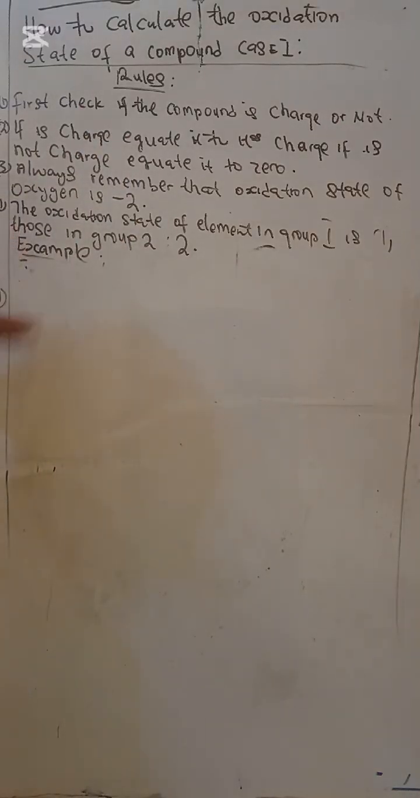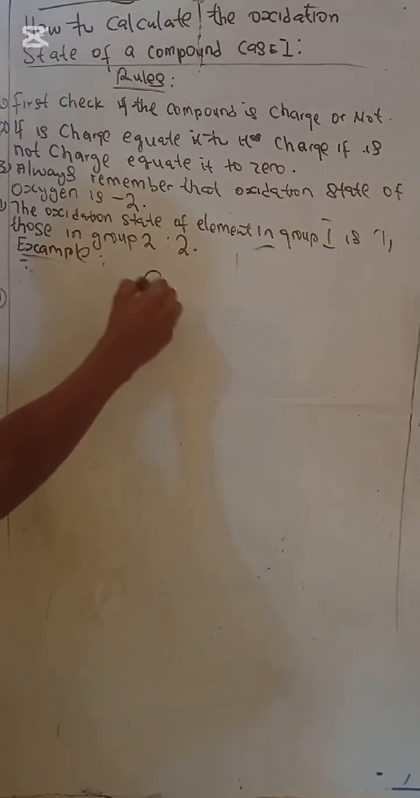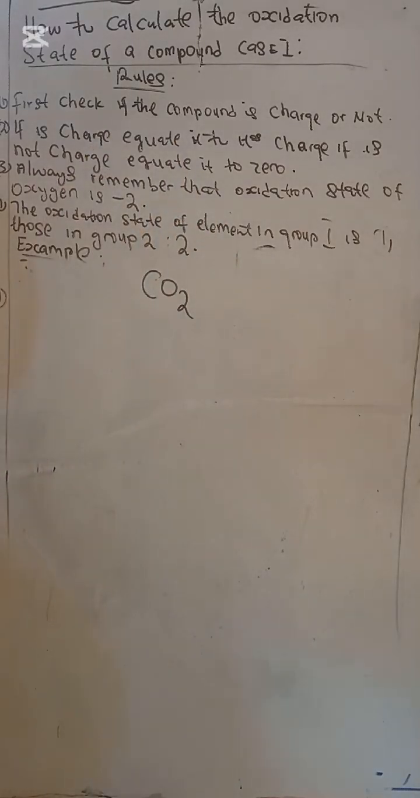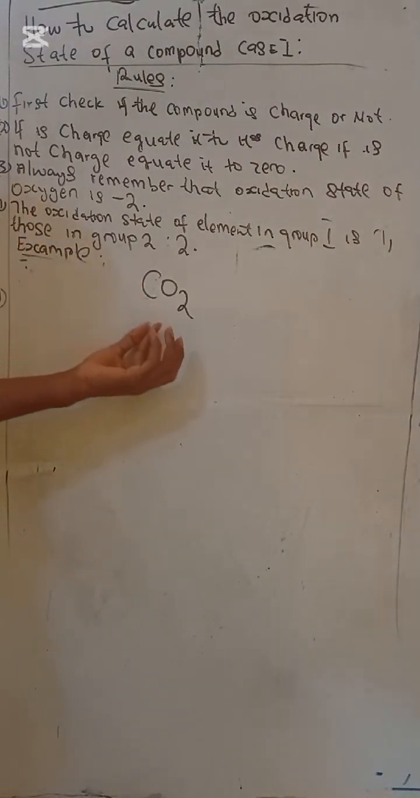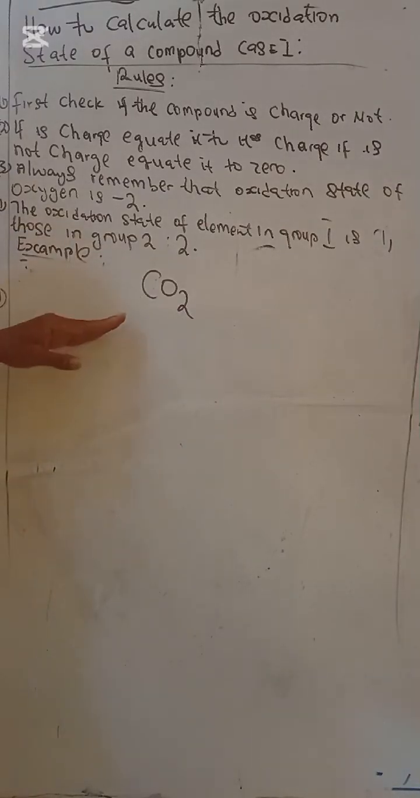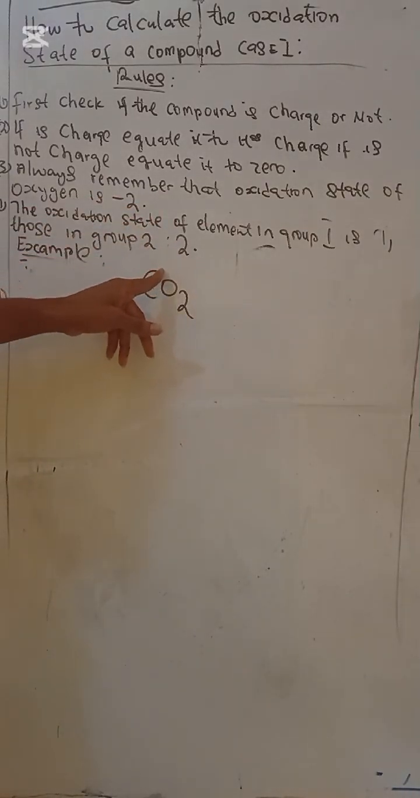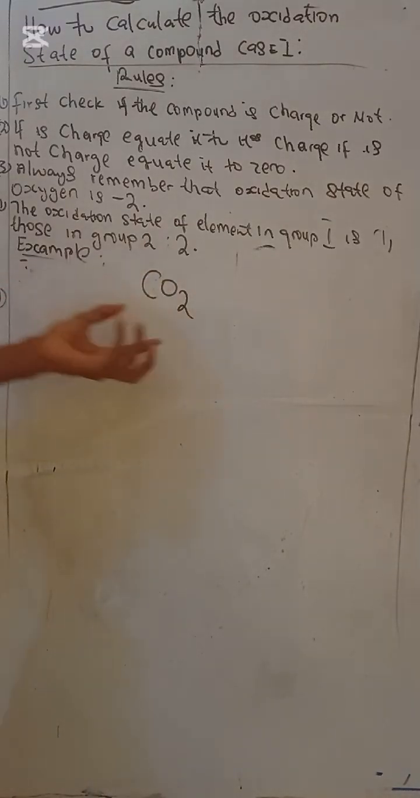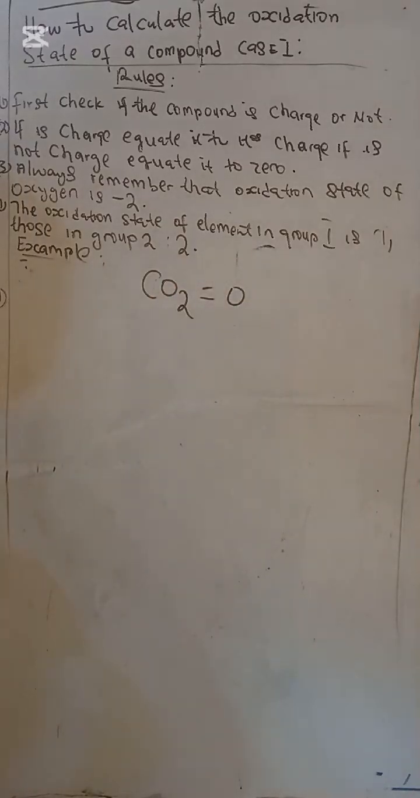Alright, let's quickly solve one or two examples under this case 1. For example, let's assume you were asked to calculate the oxidation state of carbon in this particular compound, let's say CO2. You're looking for the oxidation state of carbon, which is C. The first thing you will check is whether this compound is charged or not. Looking up over here, there is no minus or positive sign. So it simply means that this compound is not charged. According to our rule, if it is not charged, you equate it to 0. So I will say equal to 0.